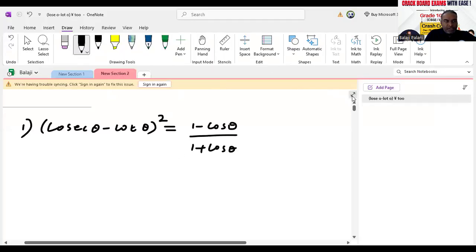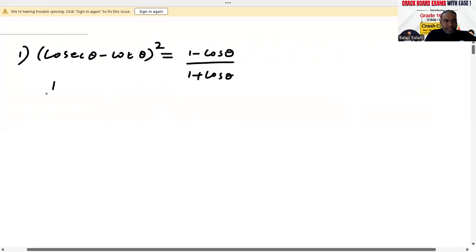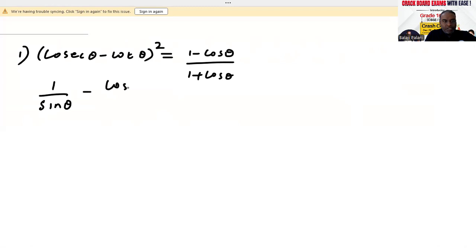So let's solve this. Cosecant can be written as 1 by sine, and cot can be written as cos by sine, the whole square. The first and foremost logic here is you have to start solving the question based on what has to be proved, or what is there in the RHS. The right hand side is completely in cos theta. Cos and sine can be related to the identity sine square plus cos square is equal to 1. So we are just converting cosecant and cot in terms of sine and cos.